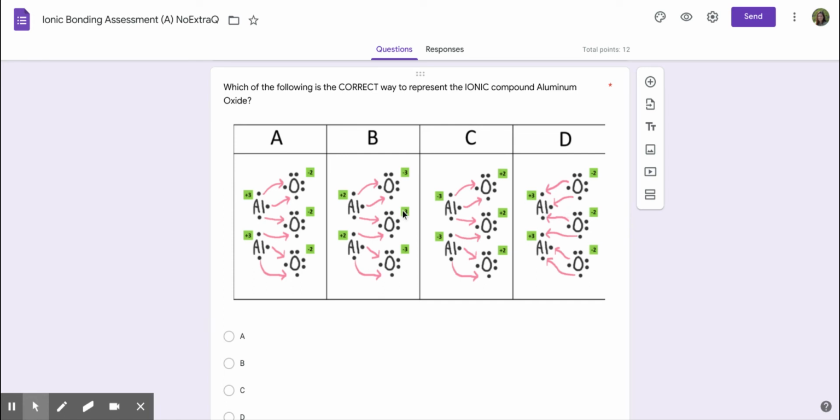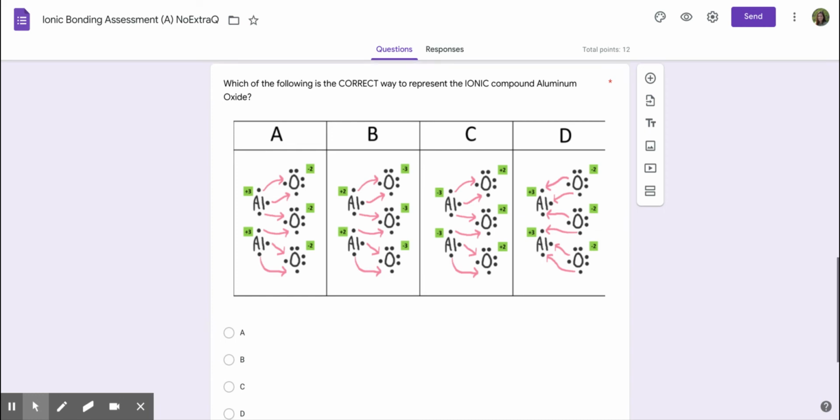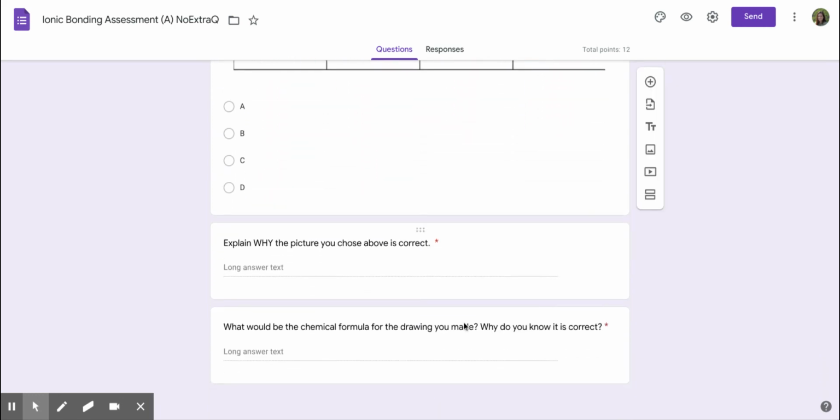Well, the other thing we notice that differs in a lot of them is the charge, right? We have a +3 for aluminum here, a -2 for oxygen over here, right? +2, -3. So remember, what is an electron? What charge does an electron have? And are they gaining or are they losing electrons? Then you'll just need to explain why you chose the picture above as being the correct image.